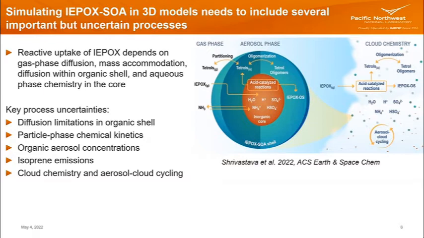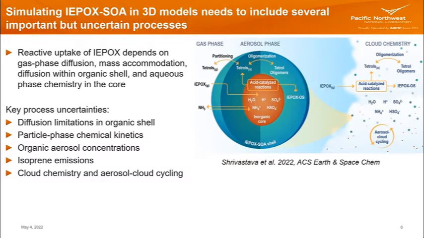So then it starts self-limiting further uptake of epox SOA within the core. And then if you are in the real environment, you have many other species of SOA. You have monoterpene SOA, sesquiterpene SOA, and all those, if they are forming a coating, then that will limit the uptake of epox. And then also another key ingredient is that you need water in the particle phase in the core for the aqueous chemistry to happen.